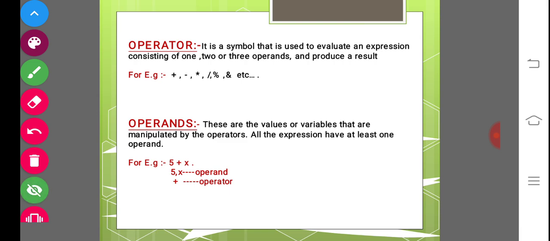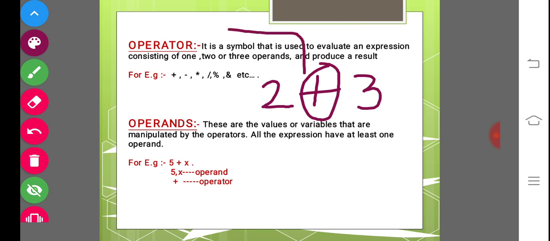In an example, 2 plus 3. What is this plus? This is an operator. Now, what are this 2 and 3? This 2 and 3 are operands. So, what is an operand? These are the values or variables that are manipulated by the operators. All expressions have at least one operand.